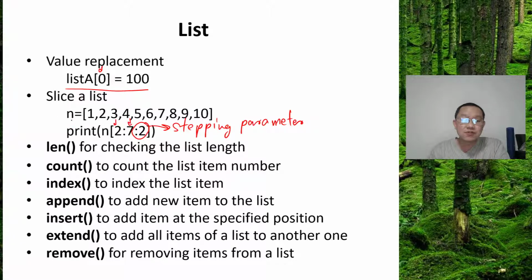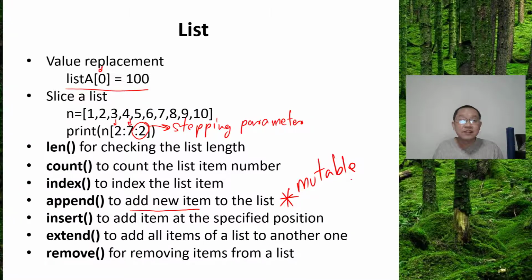And similar to the functions applicable to string, for the list we can check the length of the list using the len function. We can count the number of items inside the list using the count function. We can index or identify the position of a particular item that we are interested in. We can also add a new item to the list. This is very important. That makes the list data type mutable.